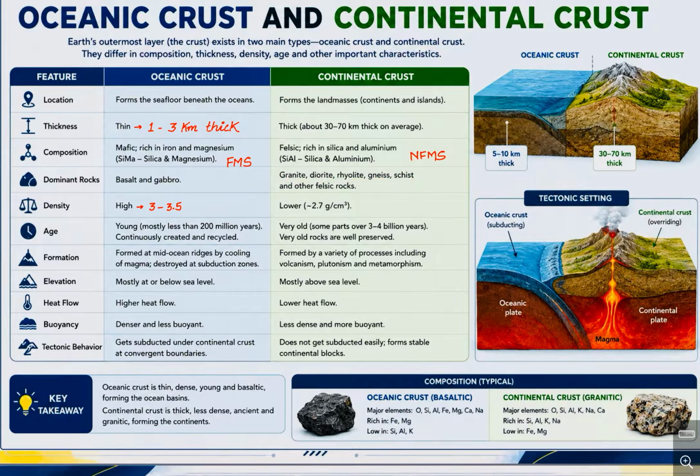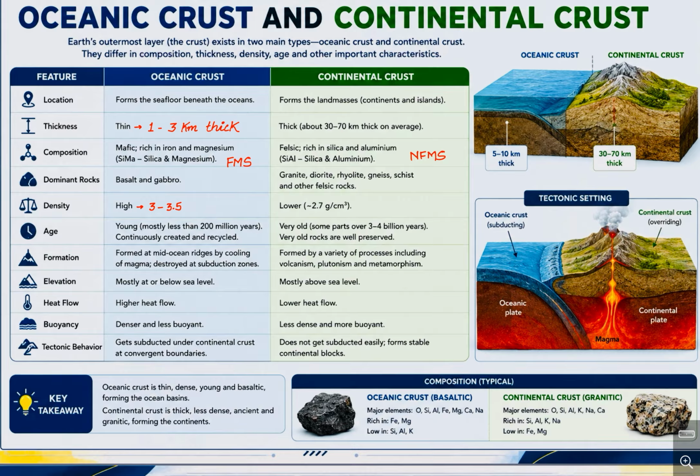Now, talking about the density, the oceanic crust, though it is thinner than the continental crust, is highly dense compared to the continental crust. Its density can be up to 3 or 3.5 also. Whereas the continental crust, the density is generally lower than 2.5. Now, due to this density difference, the tectonic behavior of these two plates is very different.